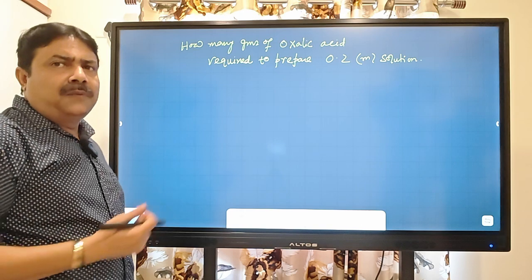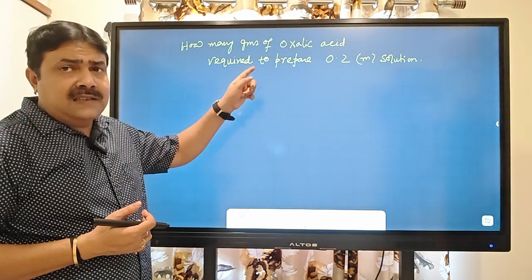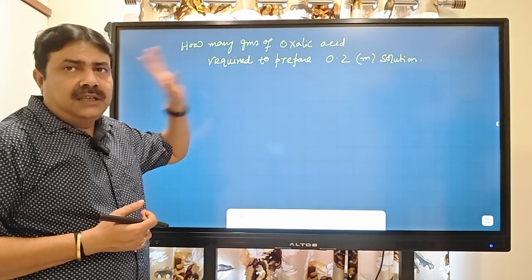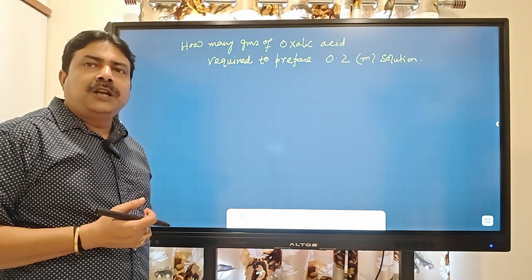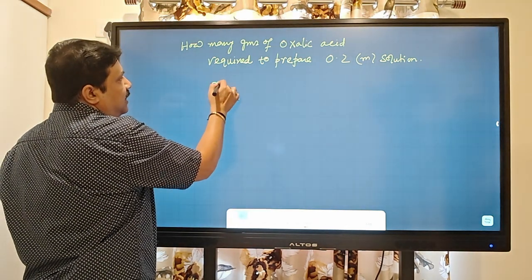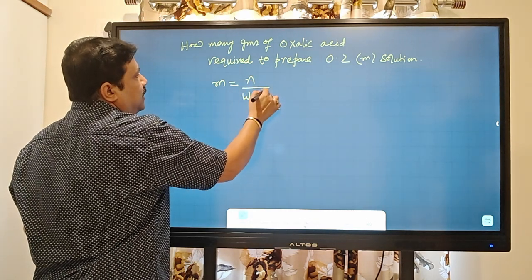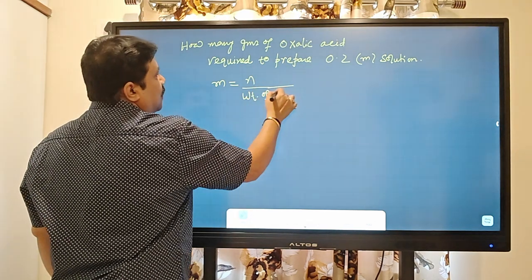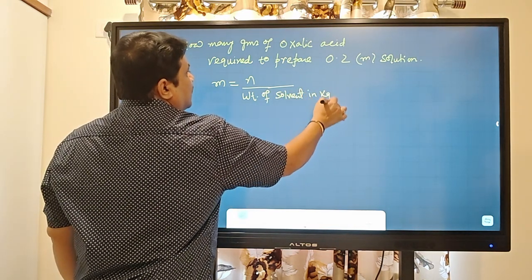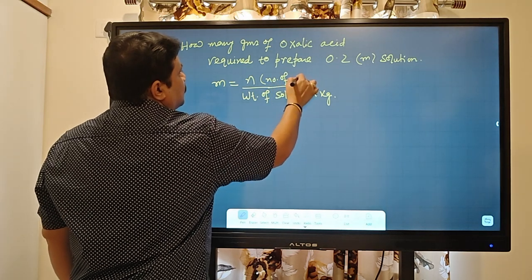So what is the meaning of 0.2 molal? That means 0.2 mole of oxalic acid should be present in 1 kg of the solvent. Then only your molality will be 0.2. So for that purpose, molality equals the number of moles of solute divided by the weight of solvent in kg.